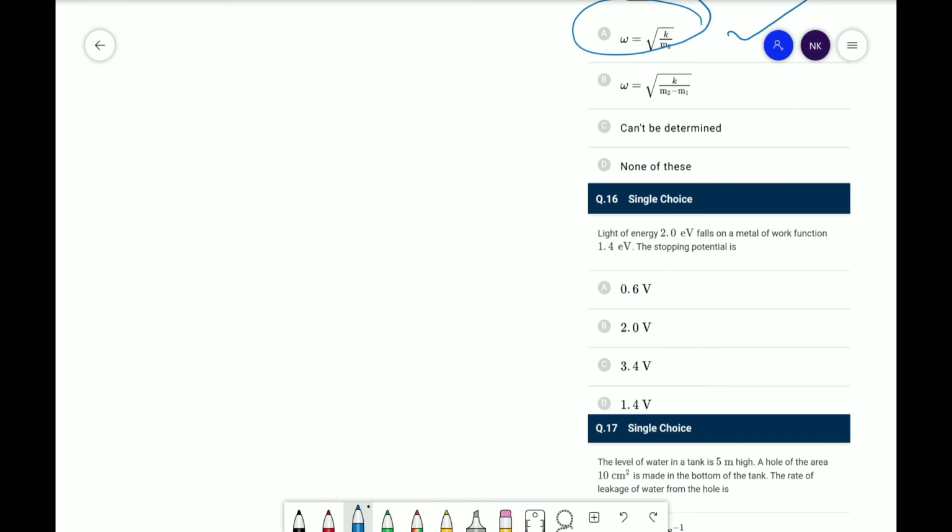What do we have in the next question? Light of energy 2 electron volt falls on a metal of work function 1.4 electron volt. The stopping potential is? Now we have to find the stopping potential. The stopping potential will be equal to E upon small e, and we don't have the value of E. Now E can be defined as the kinetic energy, equal to h nu minus the work function. Light of energy is given as 2 electron volt.